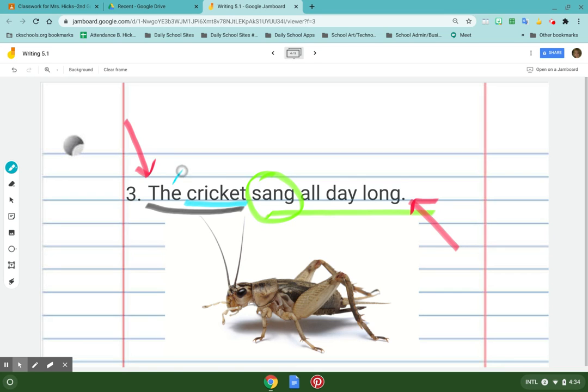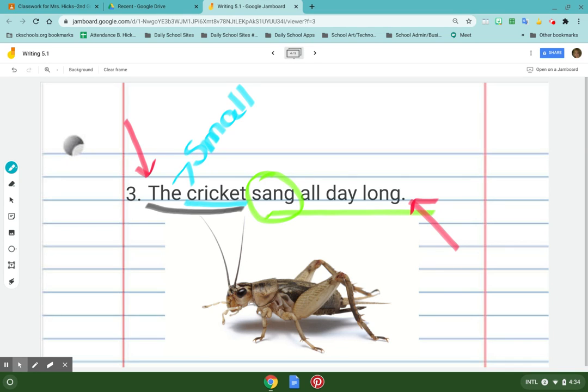Oh, because cricket is an animal and I don't have an adjective right there. So I go like this and I go, okay, what kind of adjective could I do? What do you think? The tiny cricket? The small cricket? The brown cricket? I like the small. And some adjectives do not fit. They don't make sense. Your sentence has to make sense. Now, I'm perfectly happy with that.